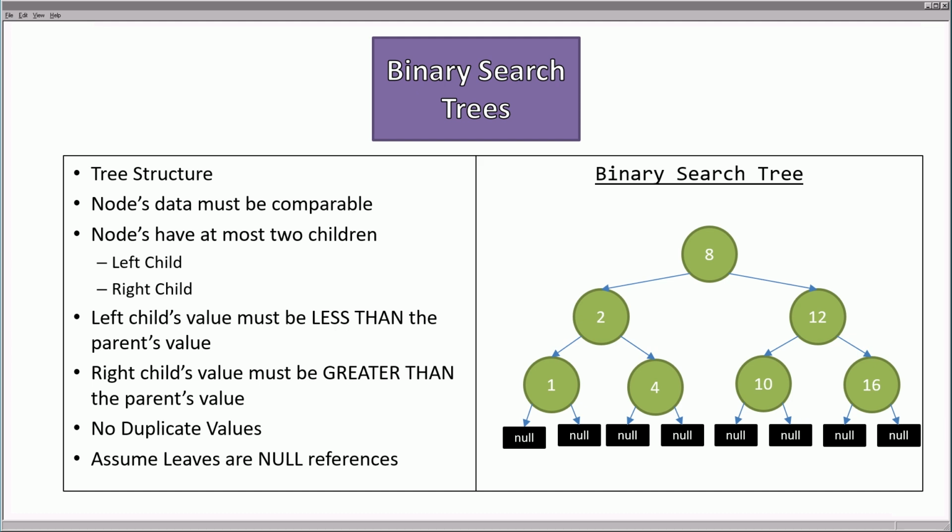Now, specifically with the binary search tree, the node's data has to be comparable in some way. For each one of the nodes, a binary search tree only has at most two children, a left child and a right child. The left child's value is always less than the parent's value. The right child's value is always greater than the parent's value, and there are no duplicate values. Also, for our definition, we're going to assume that leaves are the null references.